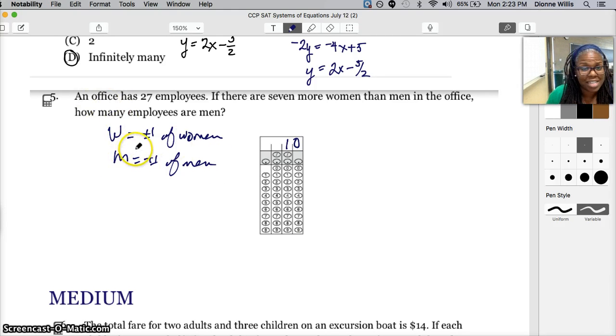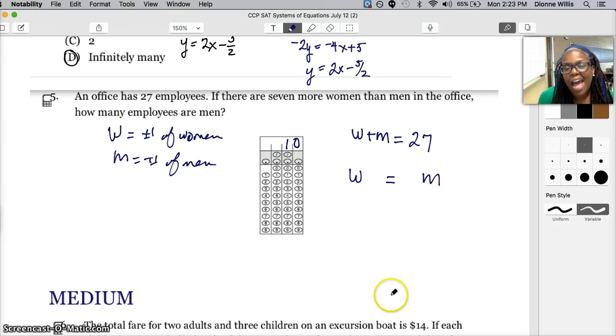So let's set up 2 equations, because that's what we're doing in this section. An office has 27 employees. In this context, we're talking about only men and women, as you can gather from the actual problem. So I would say W plus M is equal to 27. And then it says there are 7 more women than men in the office. So if I were to put women and men on either side of an equal sign, how could I make them equal? What would I have to do? If there are 7 more women, in order to balance out, I'd have to add 7 more men. Or I could think about this as subtracting 7 from women.